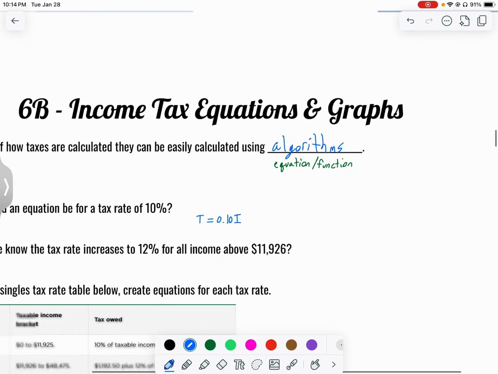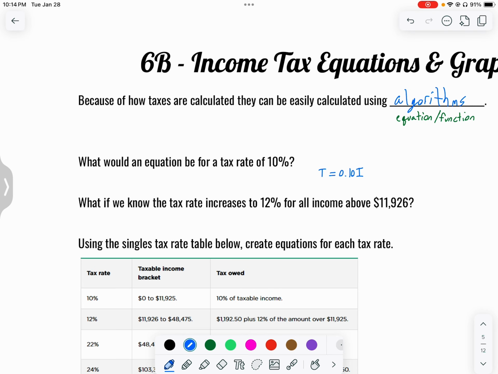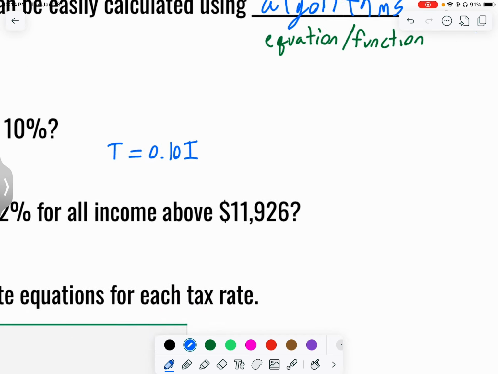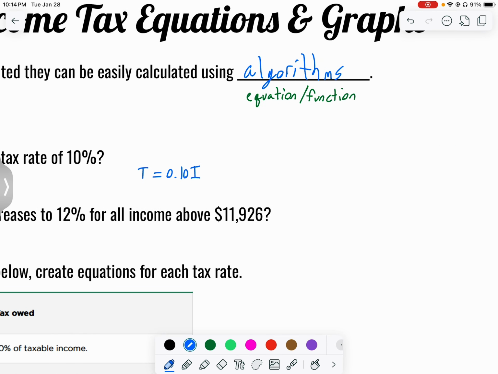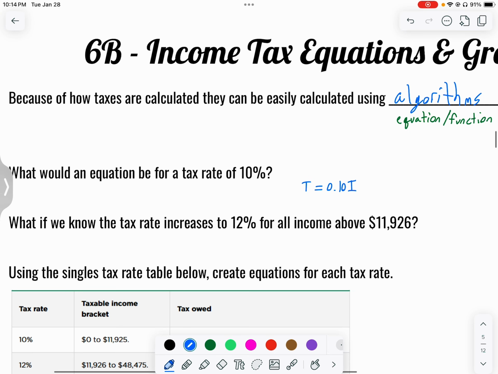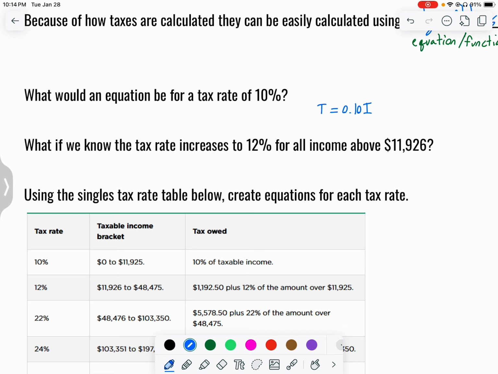Okay. So what if the tax rate increases to 12% for all incomes above $11,926? Now, by above, I mean including that. But now it's an extra 12%. And we actually already started writing these equations. So I'm pretty sure you guys can do this. Go ahead and see if you can write it out yourself, knowing the taxable bracket and the tax owed down below. Okay, well, let's try and do it with a more general function.